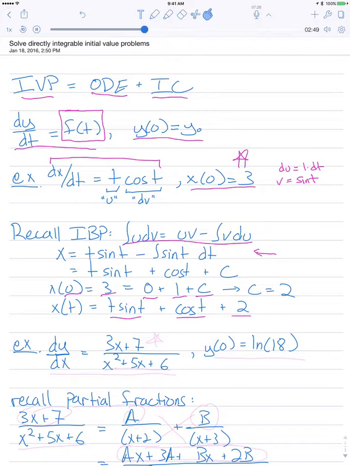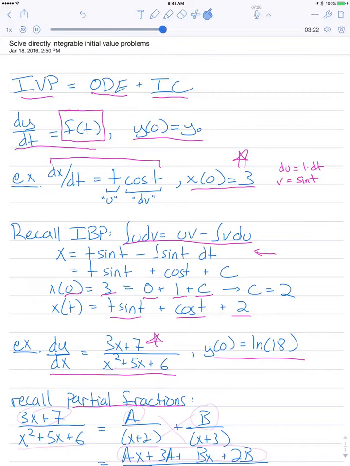Here's another example. We have dy/dx equals (3x plus 7) over (x squared plus 5x plus 6), with y of 0 equals natural log of 18. We have to find a way to anti-differentiate this expression, and the way we're going to do that is by using a technique called partial fractions. Partial fractions is possibly appropriate when we see a rational expression of a variable, like a quotient of polynomials, where the denominator is factorable.